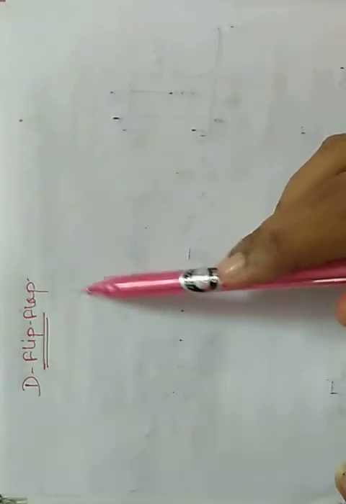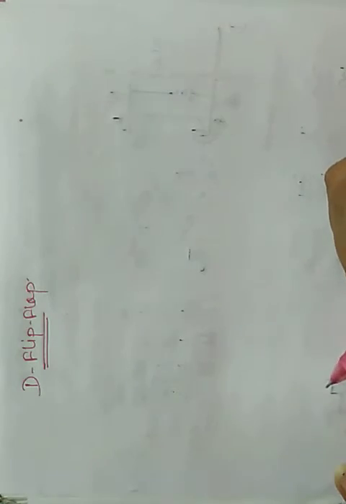Students, in this video we are going to learn about D flip-flop. At first we have to know what is D flip-flop. D flip-flop is the improved version of SR flip-flop. In SR flip-flop there is a drawback of forbidden state.